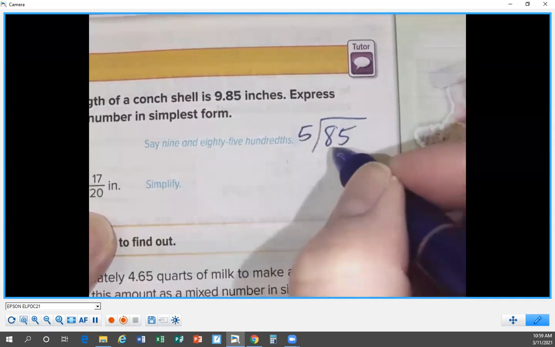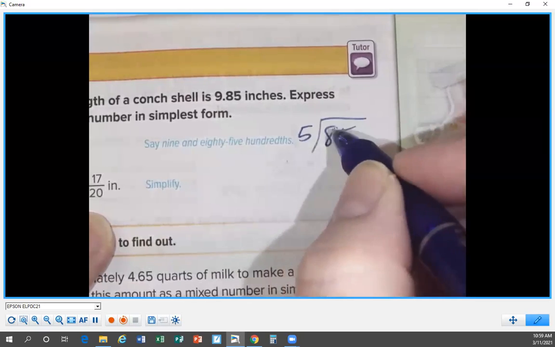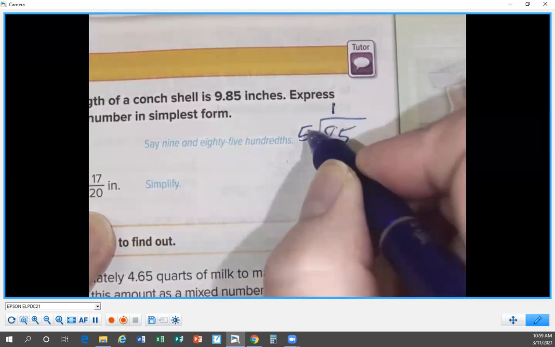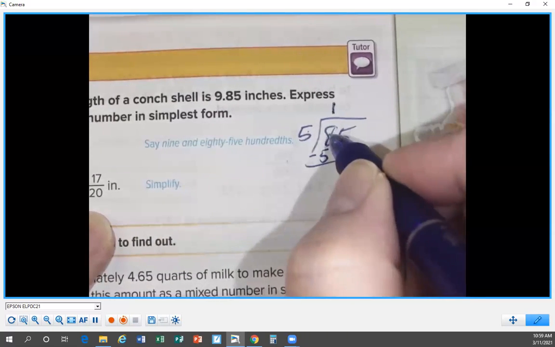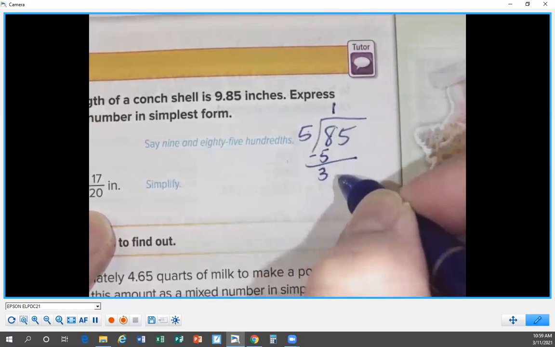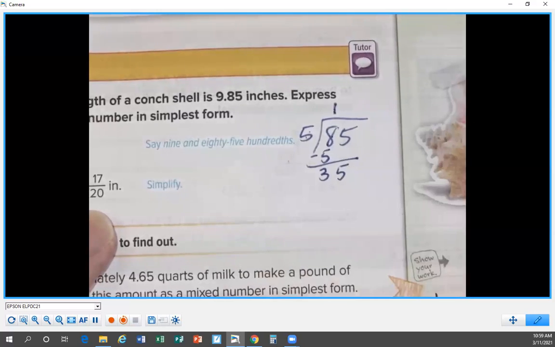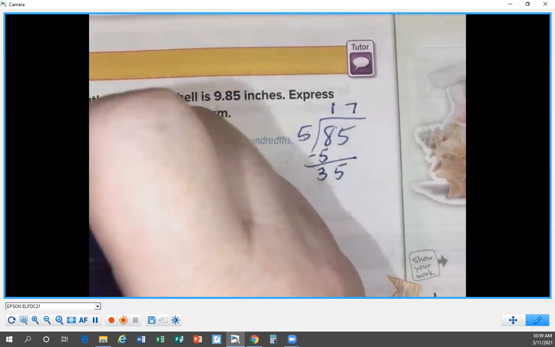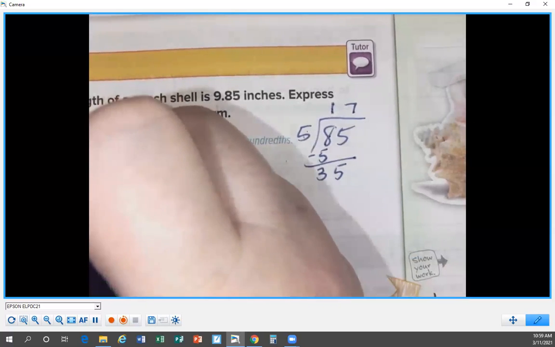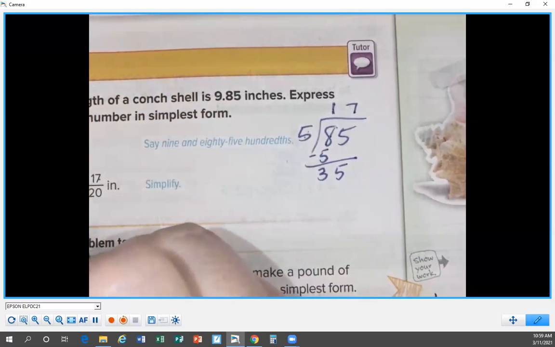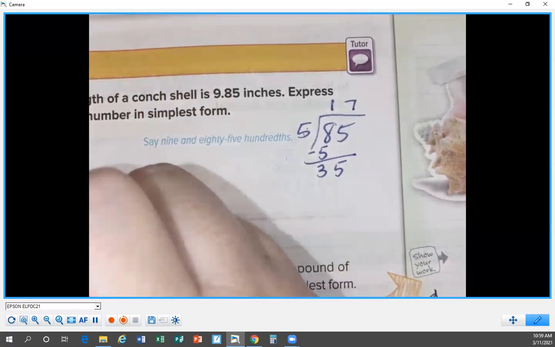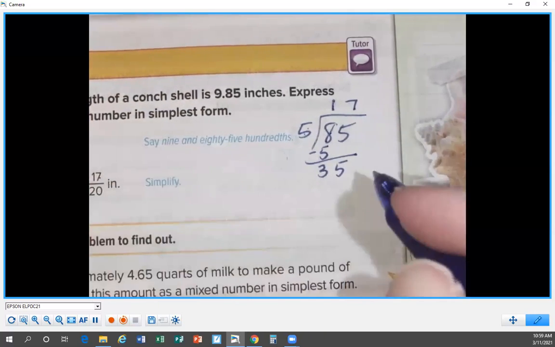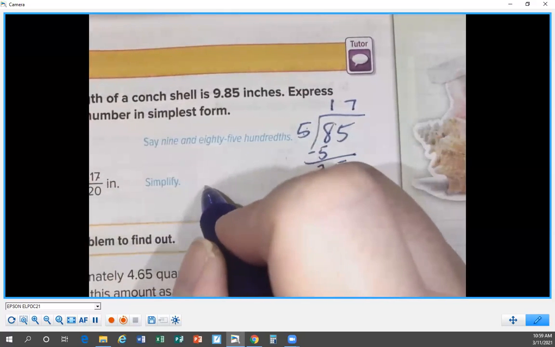So here's our 85, divide by 5. How many times does 5 go into 8? Once. 5 times 1 is 5. Subtract. 8 minus 5 is 3. Bring down the 5. How many times does 5 go into 35? 7. Okay, so if I divide this by 5, I get 17, and then 100 divided by 5 gives us that 20. Okay, so 9 17/20.